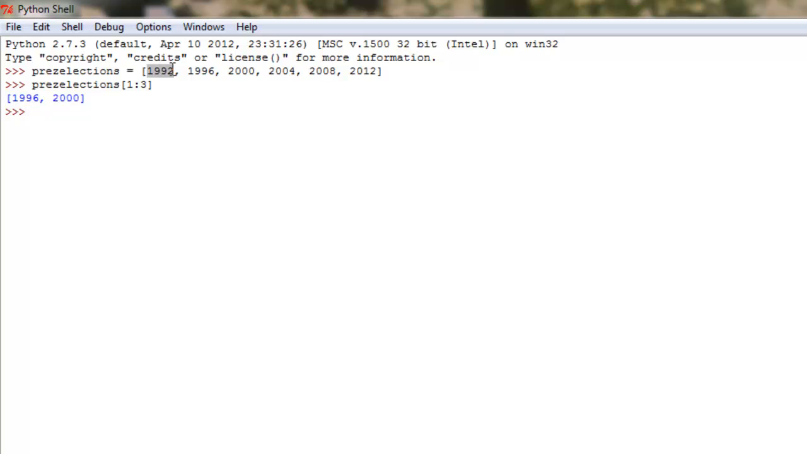So again, this is 0, and this is 1, so we have 96. 2000 would be the second element, so it'd be in between 1, 2, 3. But then we just have 2000, the 2, and no 2004. That's right. 2004 does not show up.